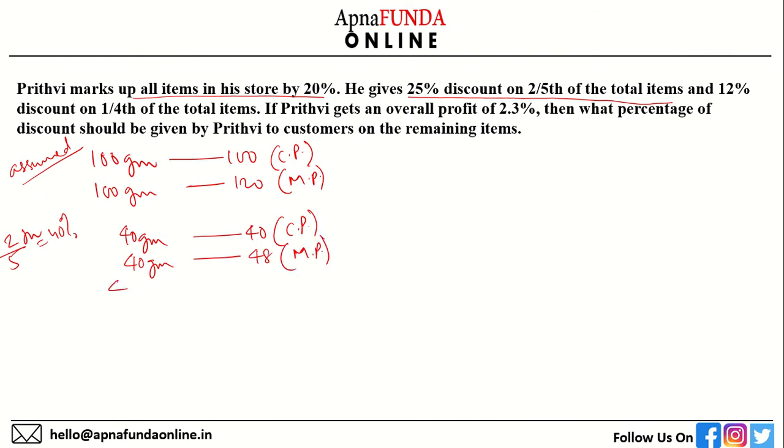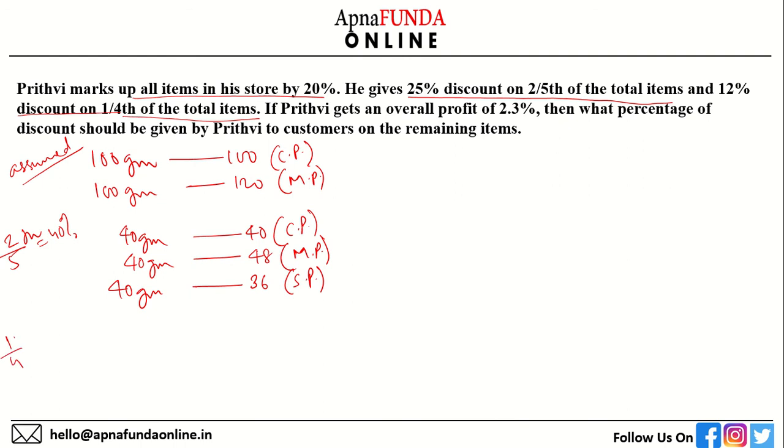And now we come to selling price. He gave 25% discount. That is 1/4. So on 1/4 of this, it comes to 36 selling price. I hope you agree. In the next step, it says he gives 12% discount on 1/4 of the total items.